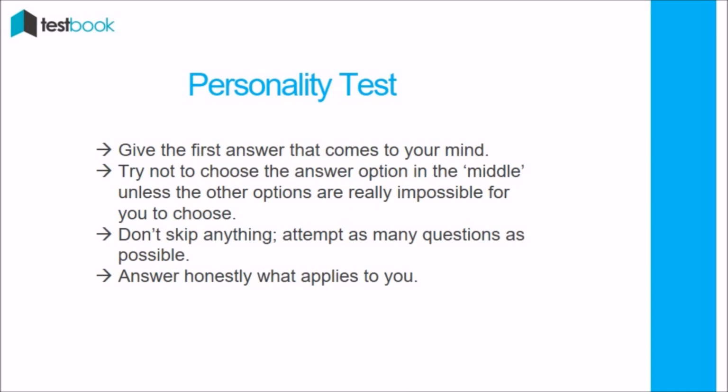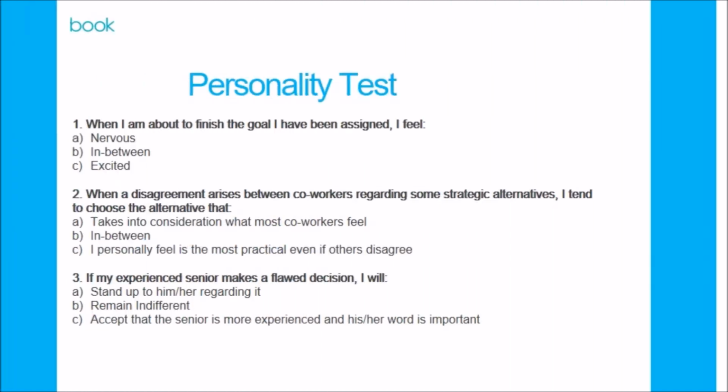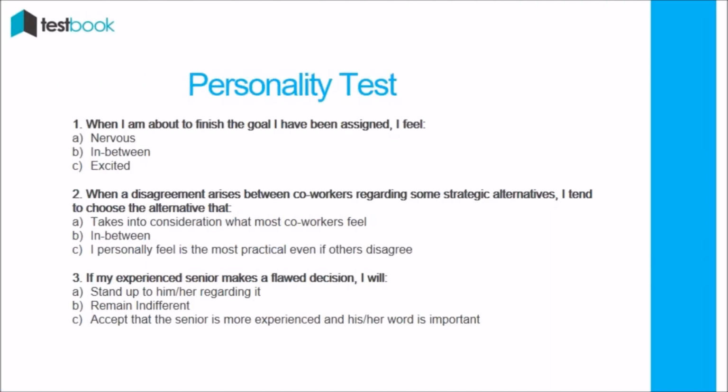Try not to choose the answer option in the middle unless the other options are really impossible for you to choose, because it shows that you are indecisive about your beliefs and answers. Take the questions in front of you for example. The first question: when I am about to finish the goal I have been assigned, I feel option number A, nervous; option number B, in between; option number C, excited.